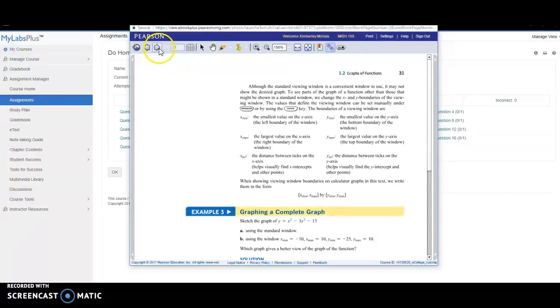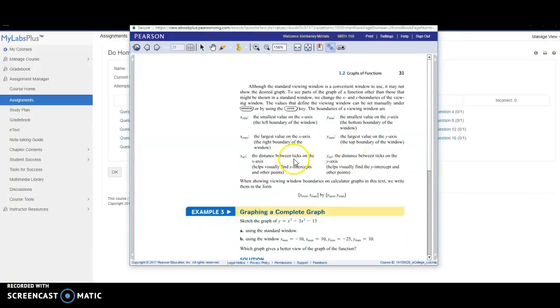If I go to page 31, it gives you a key for those. These are the words you see when you change a window. Xmin means the smallest value on the x-axis. Ymin means the smallest value on the y-axis. So you have a left boundary and a bottom boundary, and then you have a right boundary and a top boundary. And then x scale and y scale are the distance between the tick marks.